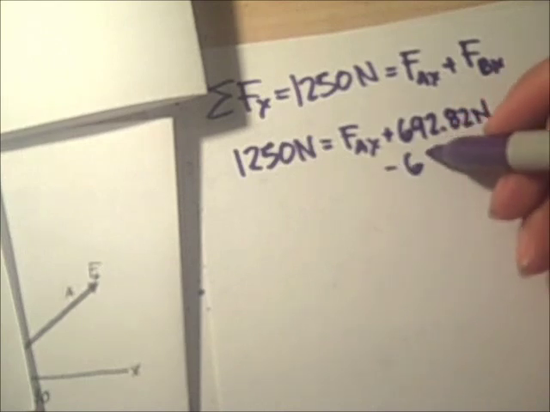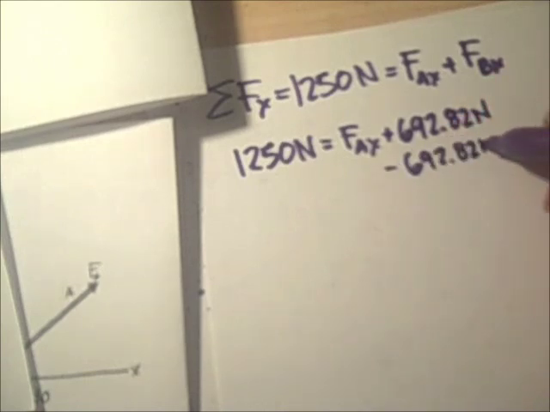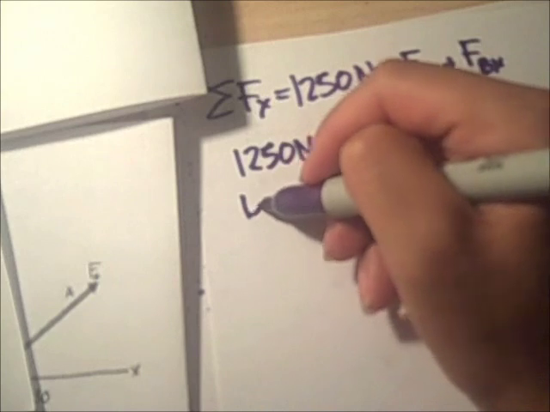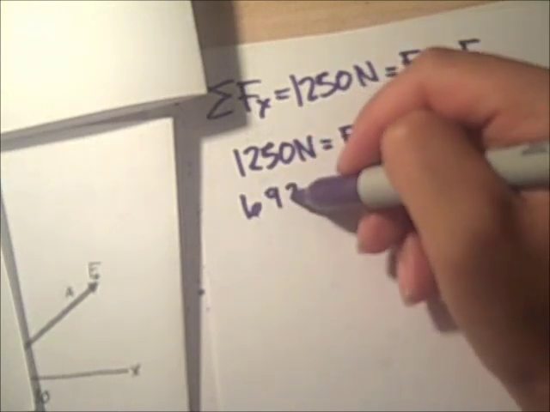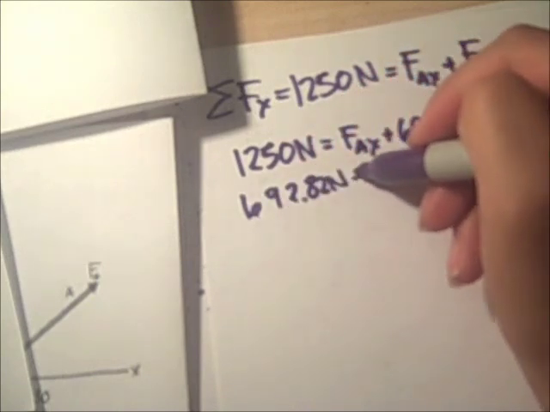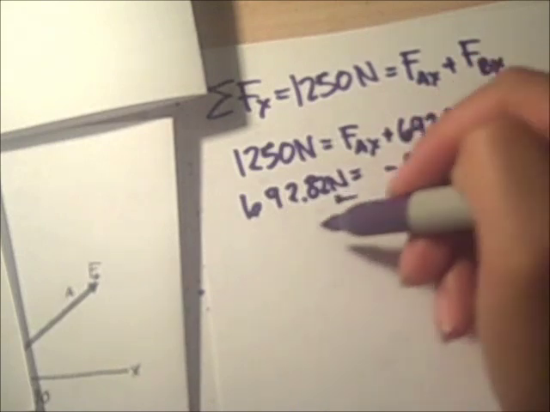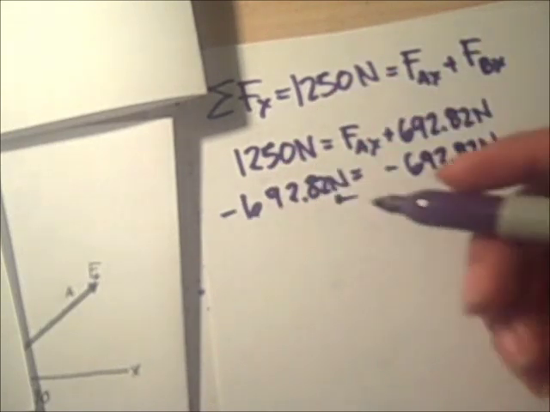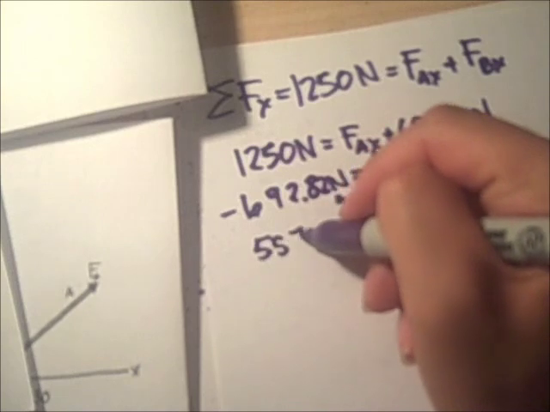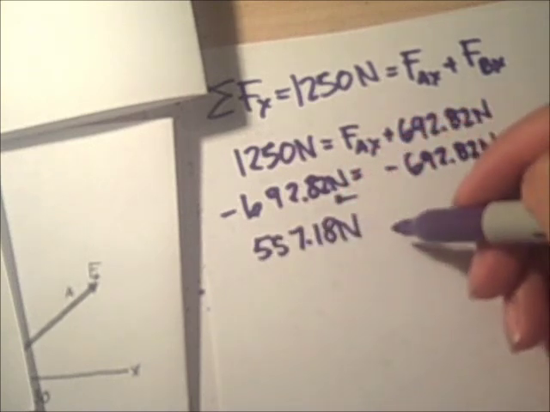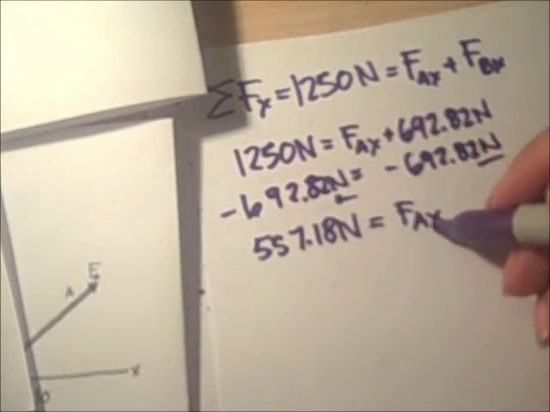And then we're going to subtract that number over there because we are trying to find F_Ax right there. Don't forget those newtons, those units right there, very important. It's going to equal 557.18 newtons equals F_Ax.